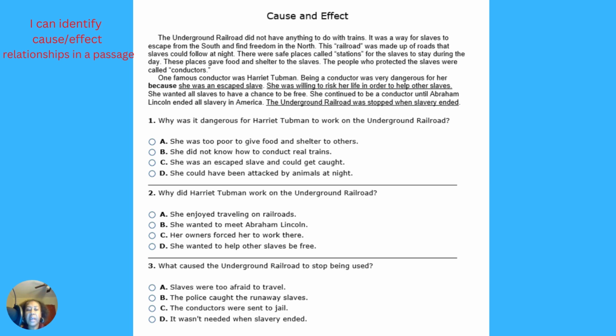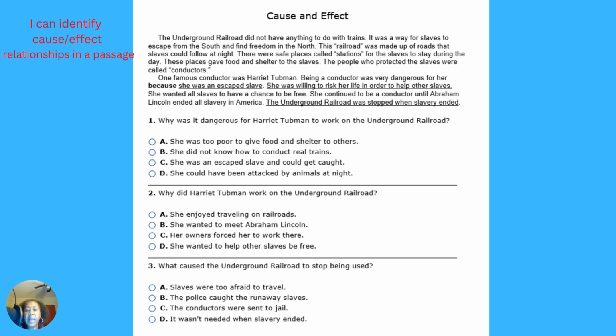Why isn't it A? She was too poor to give food and shelter to others. It didn't mention anything in the story about she was too poor to give food and shelter to others. So if you didn't see it in the passage, boys and girls, it's most likely not the answer. B, she did not know how to conduct real trains.